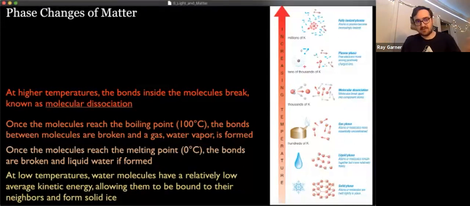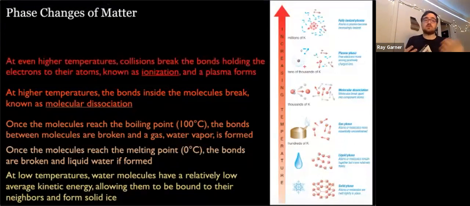At tens of thousands of degrees, at even higher temperatures, collisions between the dissociated molecules will break the bonds holding the electrons to their atoms. And this is known as ionization. And so a plasma will form. This plasma will be filled with ions, just bare protons and bare electrons zooming around the place.